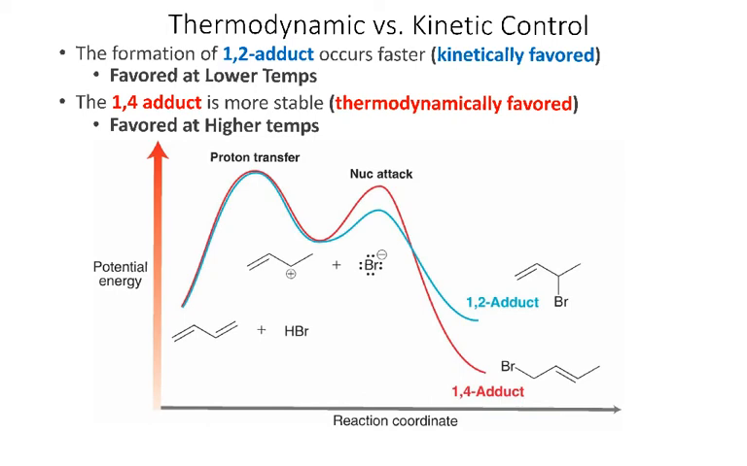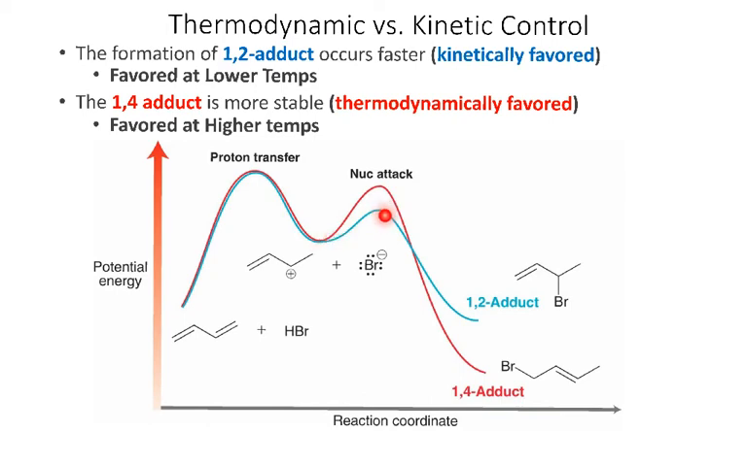So first, let's consider the reaction energy diagram for this electrophilic addition and the difference between our two products. The first step, regardless of which product we make, is the same. We get the proton transfer to make our carbocation intermediate, and they're just showing one of the resonance contributors here. Of course, the other resonance contributor has the double bonds moved over to here, and the positive charge is here. The difference between the two products is what happens in the second step, the nucleophilic attack.